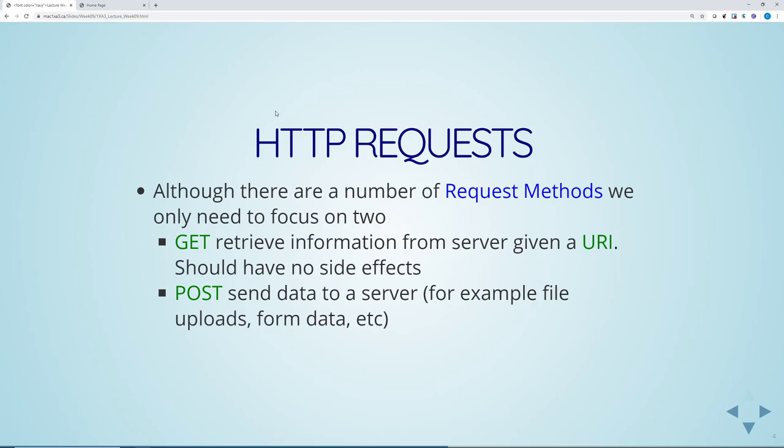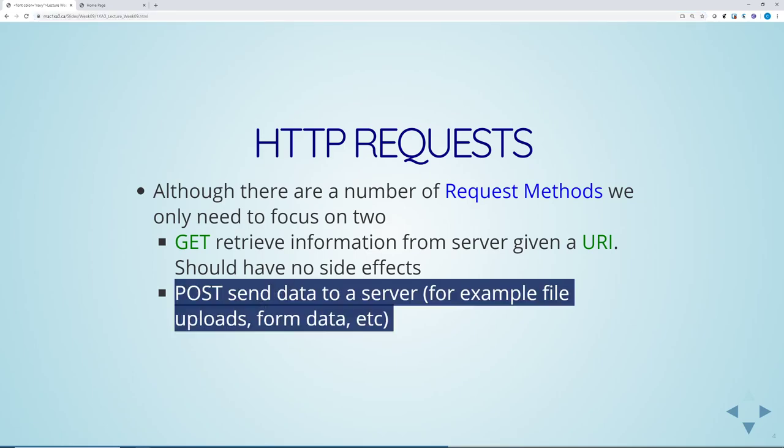So, we've already been making HTTP requests. There are a number of different request methods, but we're only going to focus on two for now: GET and POST. These are the very important ones that everybody needs to know about. A GET request is the type of HTTP request we've been doing all along whenever we retrieve an HTML page. One of the key points of a GET request is that it should have no side effects, and everything involved in it can be seen inside of your URL.